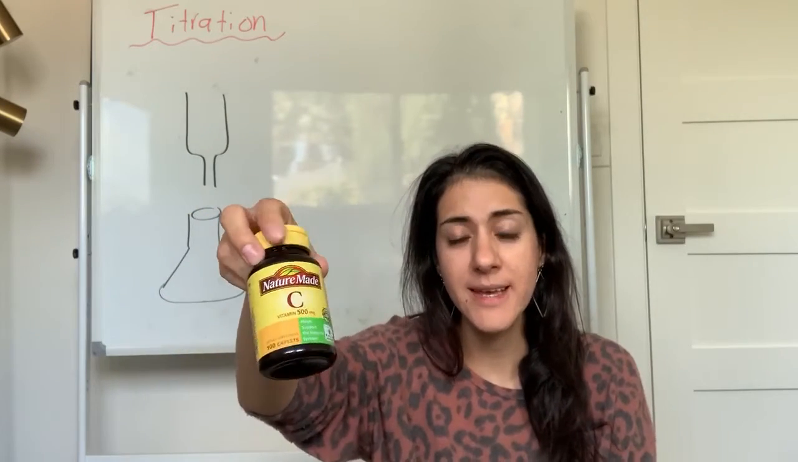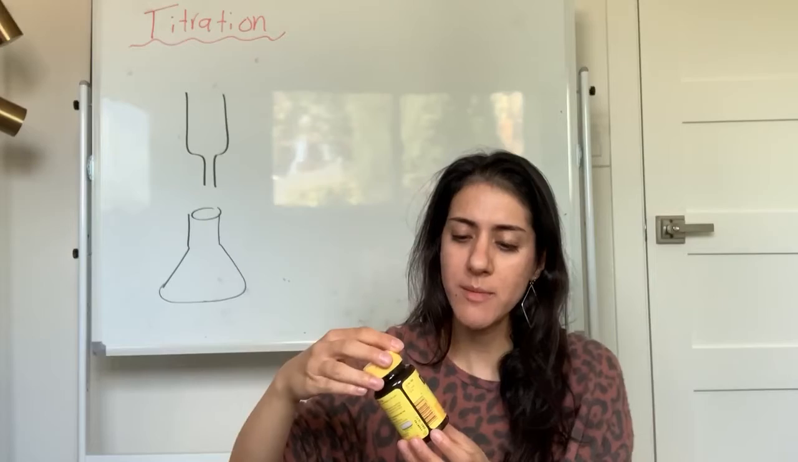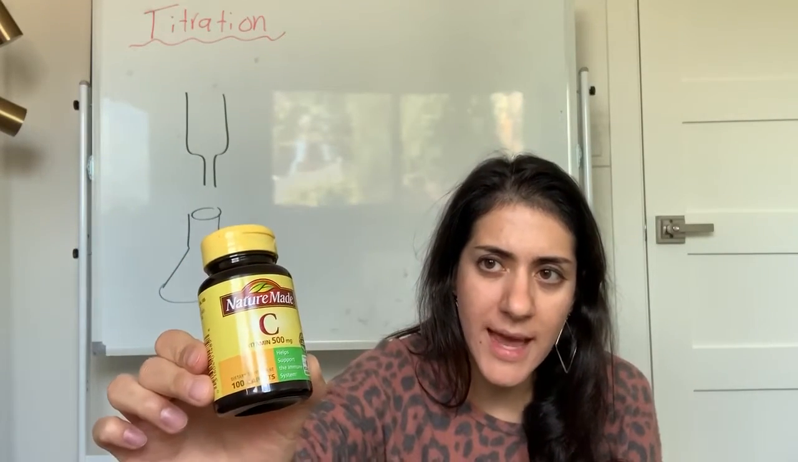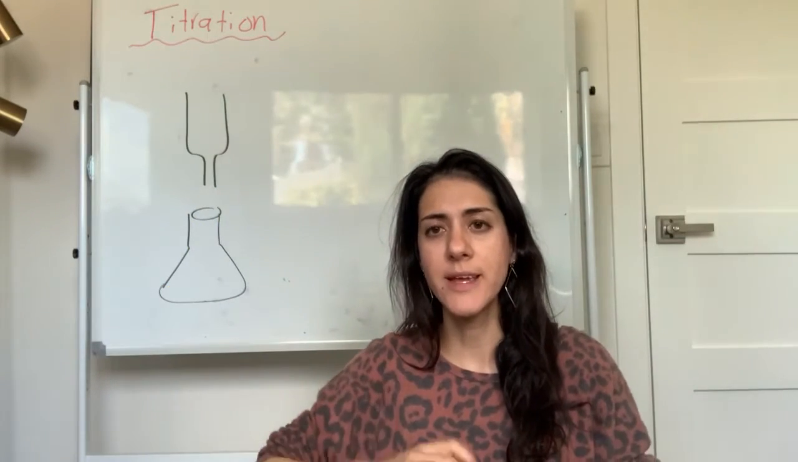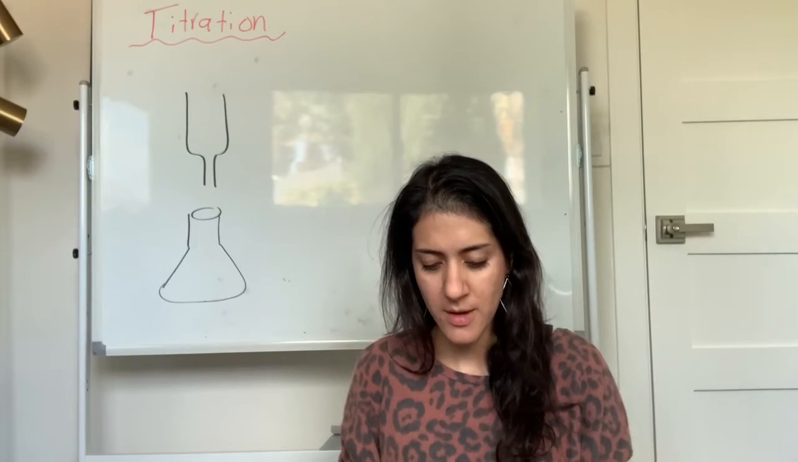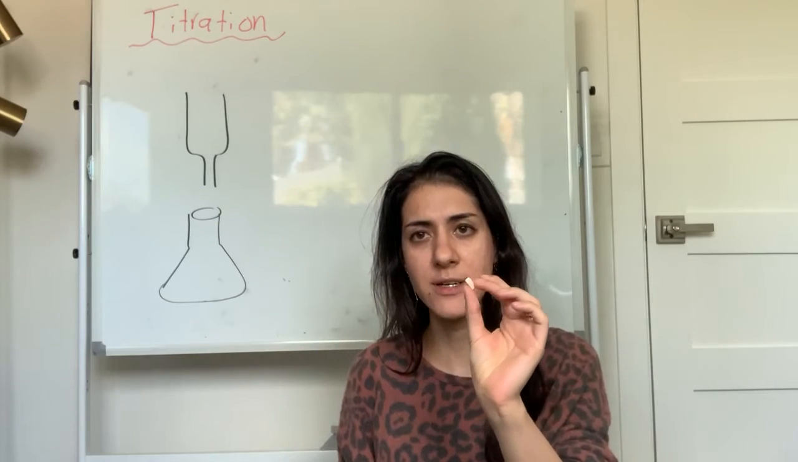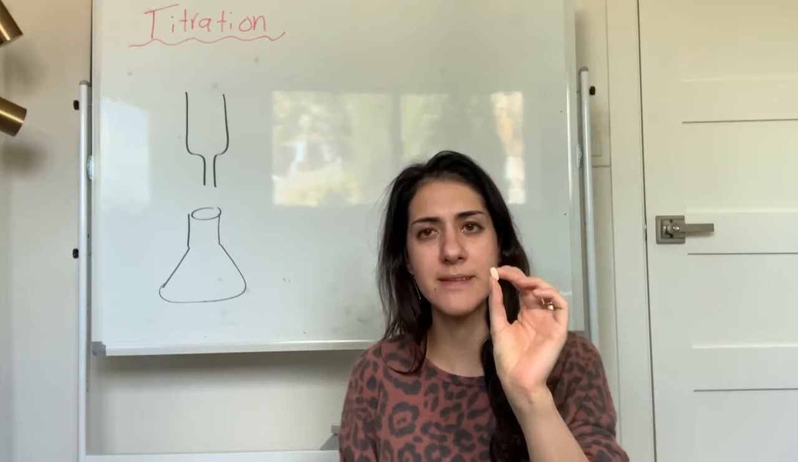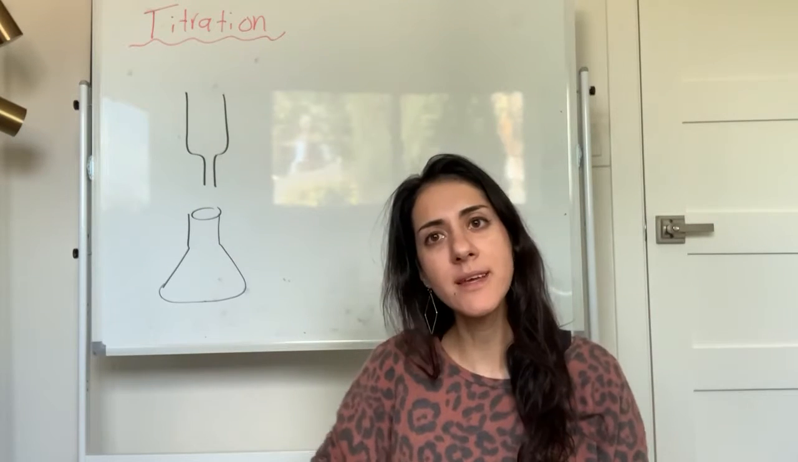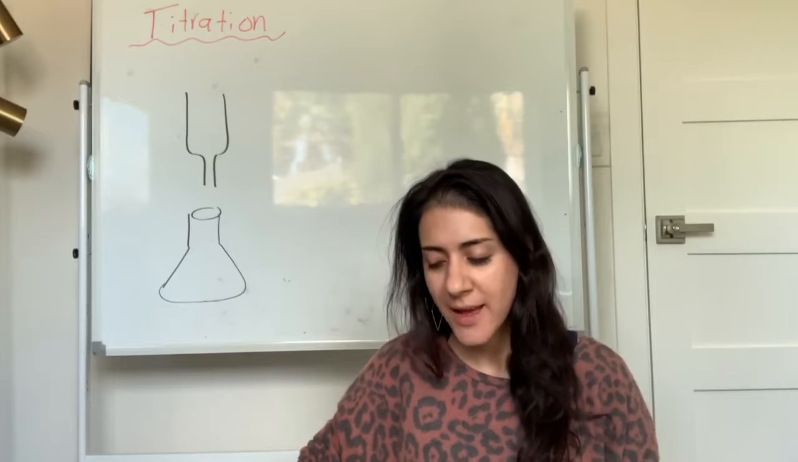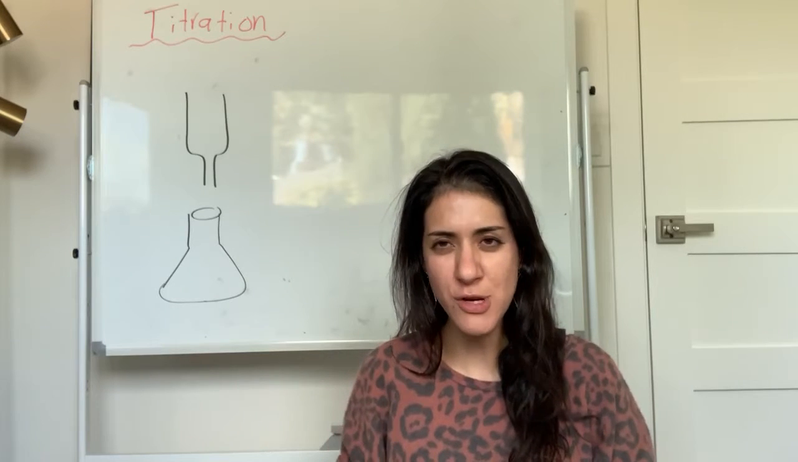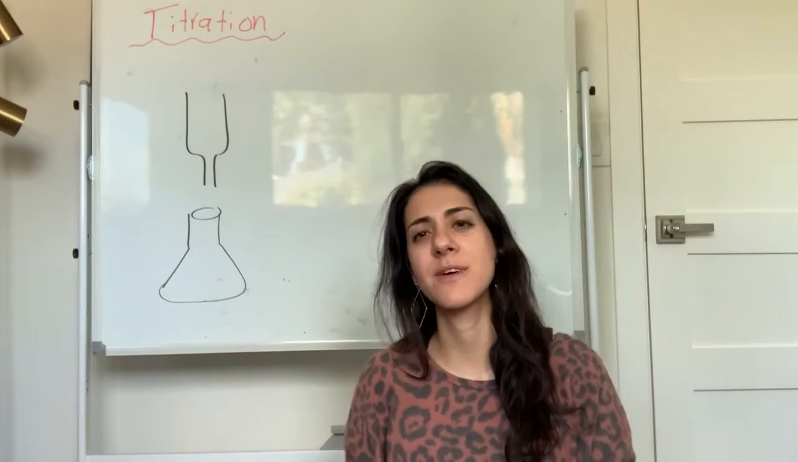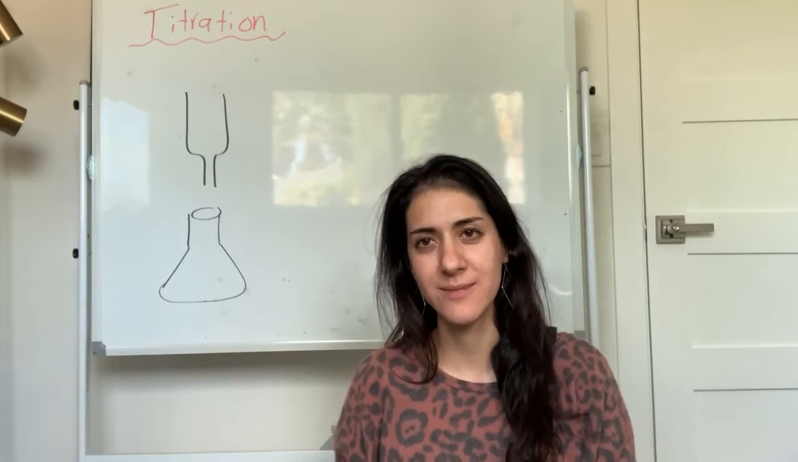And vitamin C is ascorbic acid. Over here, it says that each tablet has 500 milligrams of vitamin C in it. So each tablet is going to have 500 milligrams of vitamin C inside it. Now, here's the question for you. How do you know that each tablet actually has 500 milligrams of vitamin C and you're getting your money's worth?